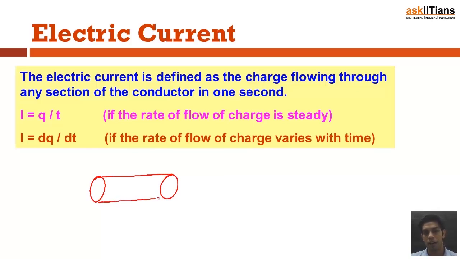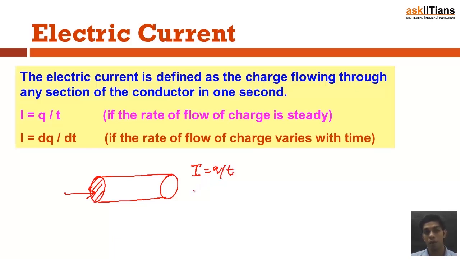So this is the part of a conductor, this is the cross section of interest, and this is the direction along which the charges are flowing. If equal amounts of charge flow across this cross section in equal intervals of time, then current is equal to Q by T. The flow is uniform.